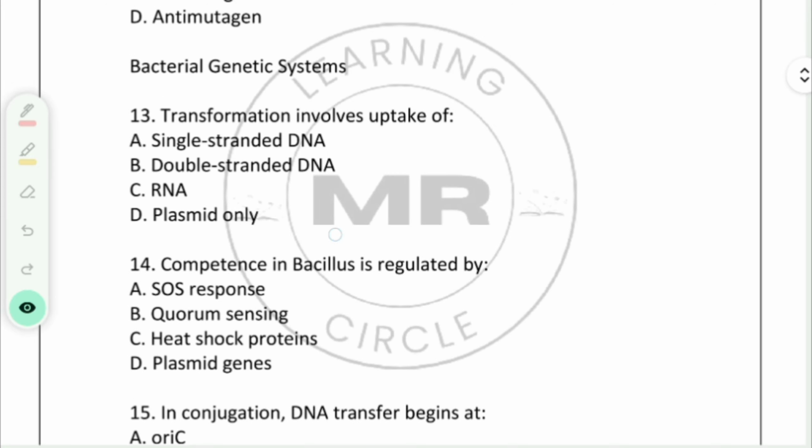Question number 13. Transformation involves uptake of, options are A, single-stranded DNA, B, double-stranded DNA, C, RNA, D, plasmid only. Correct answer for this question is option B, double-stranded DNA.